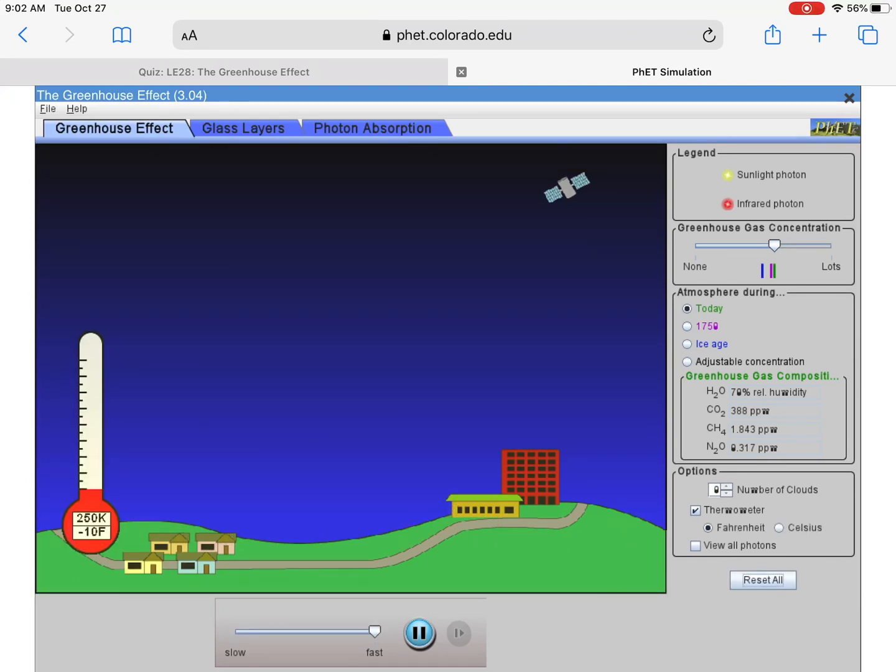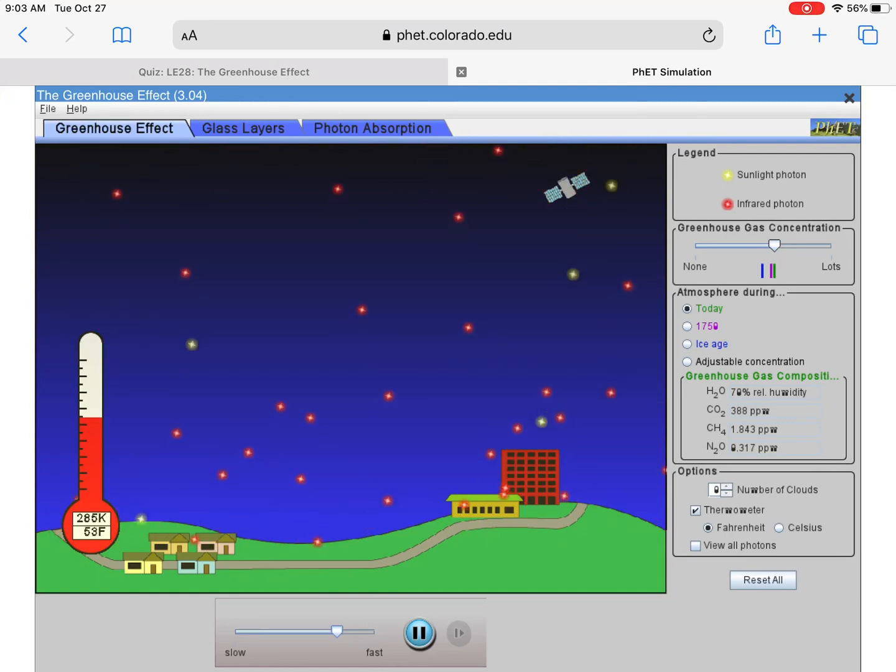Let me reset it all. So here it is going, I'm going to slow it down a little bit so you can see the reaction. And I'm going to have today's atmosphere. So again, the sunlight is going down and the infrared photons are going up, and you can slowly see the temperature increasing on the thermometer with Fahrenheit. I'm going to make it go faster, and you can see that the temperature is also changing a little bit faster.